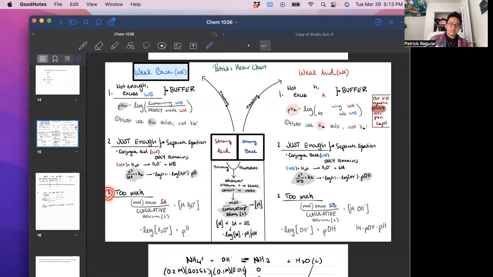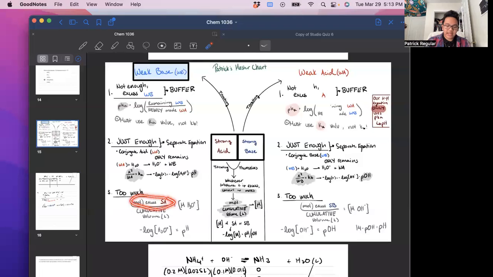Now let's take a look at this third problem. What if you have too much? Too much strong acid. You're adding a lot more than what's needed to titrate that weak base. Well, it's kind of simple. If all that's reacted, it's not going to really do much.